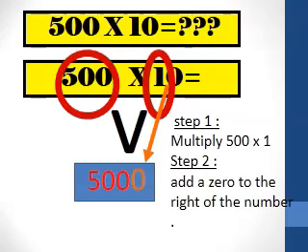Now we have 500 times 10. You also multiply 500 by 1, which is 500, and then you add a 0 to the right, so it becomes 5,000. So the first step is to multiply the 500 by 1, and the second step is to add 0 to the right of a number.